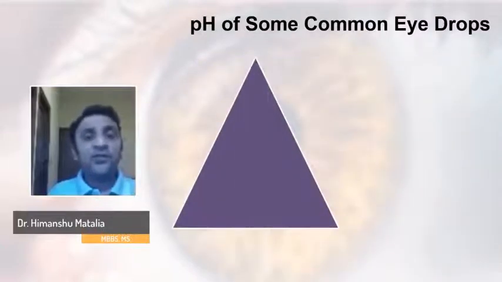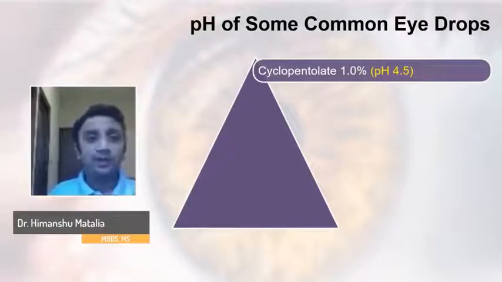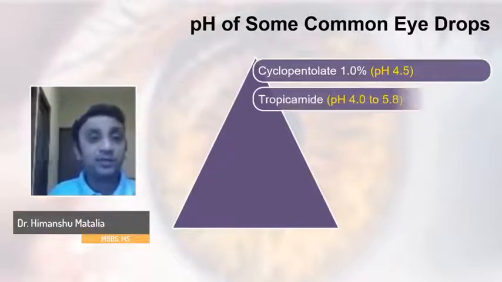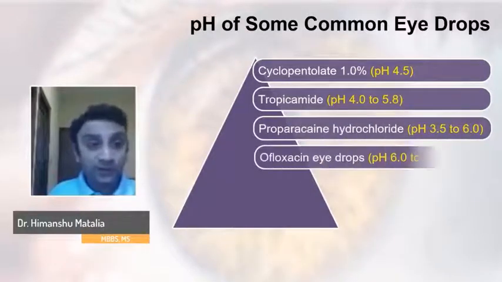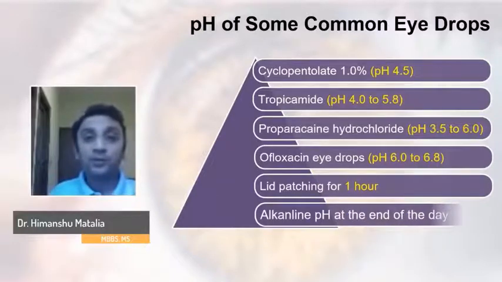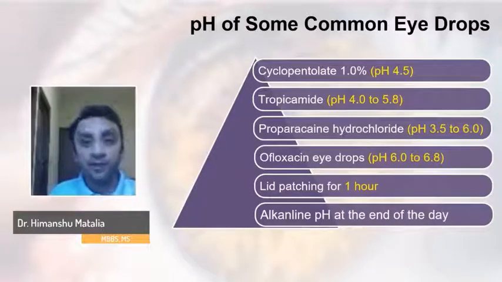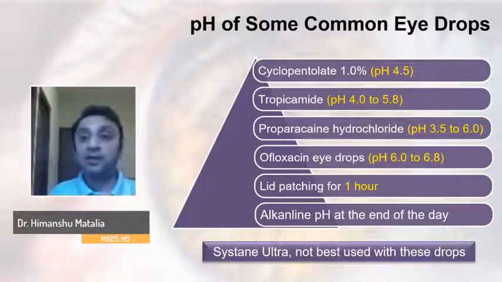So which are the other medications that can have acidic pH? Cyclopentolate, a very significant acidic pH. Tropicamide, ofloxacin, and others can lead to acidic pH. And when you combine such things with something like Cysteine Ultra, you are not getting the viscosity of the medication. Hence, it may not be the best idea to combine these two.